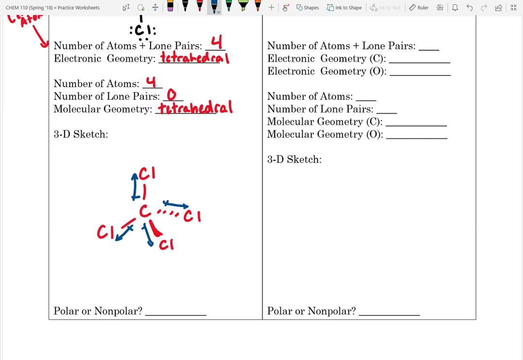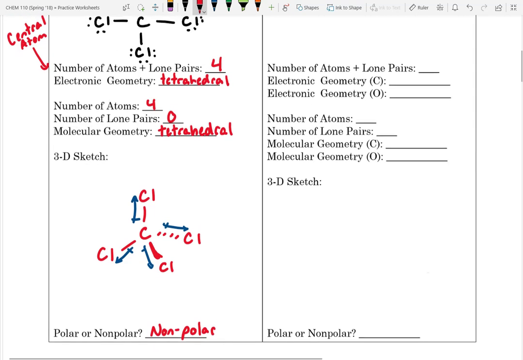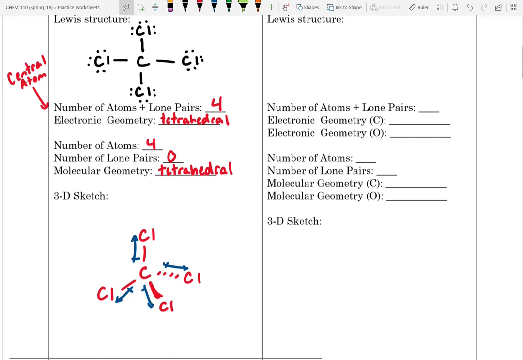Do you think there's a net dipole, meaning is the molecule polar or nonpolar? Why would it be nonpolar? All 4 directions. Yeah, it's pulling in equal and opposite directions. So in this example, it'd be nonpolar because each of those individual dipoles are pulling in equal and opposite directions. Does that make sense? We'll do one more. This was kind of an easier one to get started with.